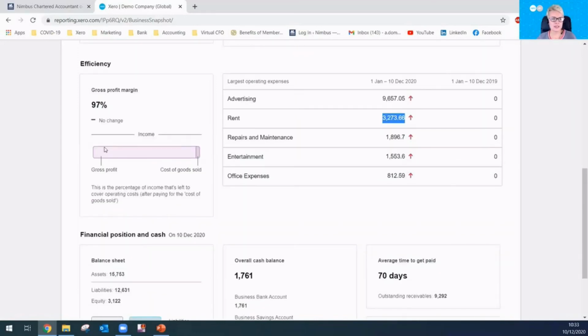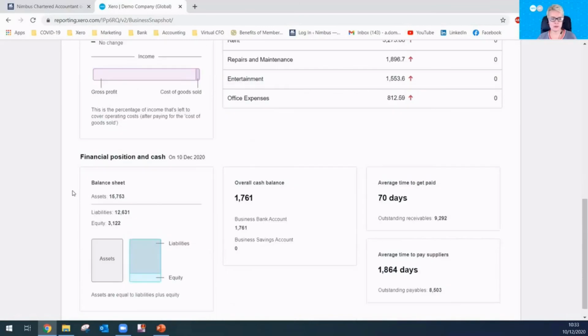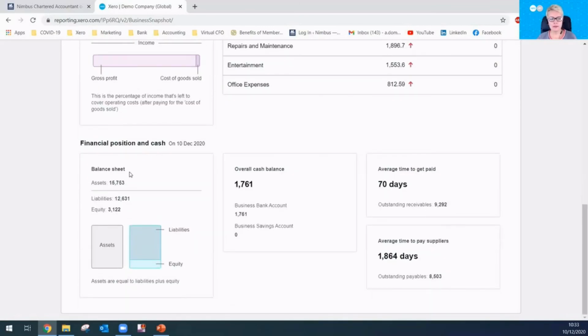Again, in this section is our gross profit margin. So it's total revenues less direct costs. We can see that our margin is really high, which is very good. And at the bottom, we have a very high level overview of our financial position and cash. So it's just a summary of what was shown in the upper section.